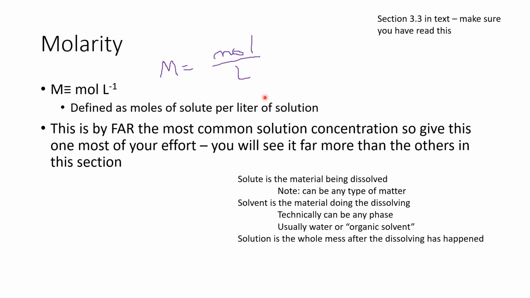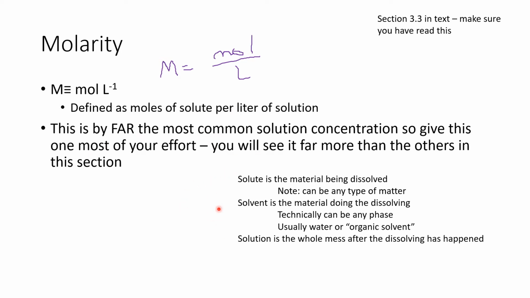But once you've made up the thing, my total solution volume is 500 milliliters, so 0.5 liters. Cool. And I've got 2 moles in there, right? 2 moles in 0.5 liters. So 2 divided by 0.5 would give me 4. So that would be a 4 molar solution. It's by far the most common.